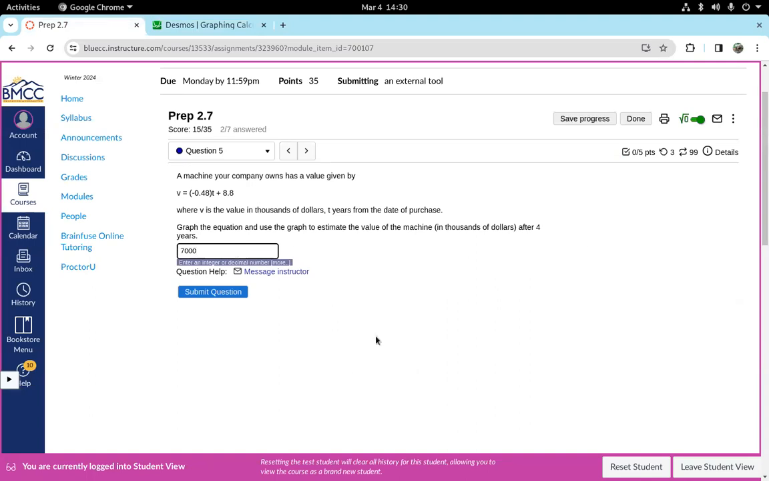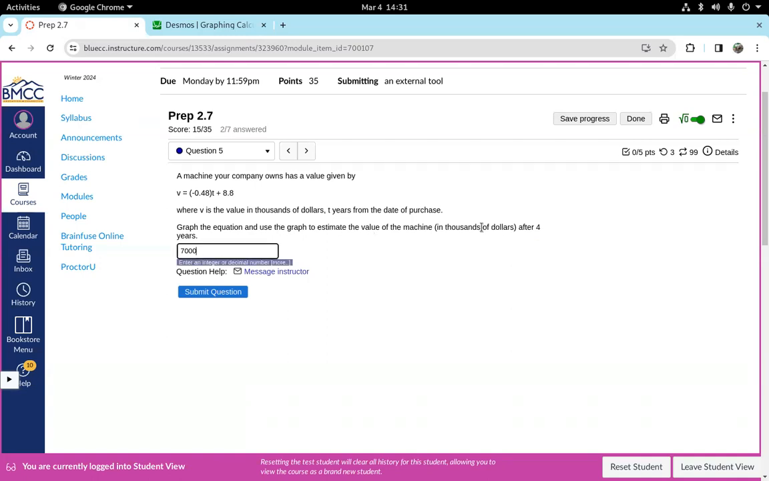Okay, how did I know that? Here's my equation with V and T. I used X's and Y's instead for the calculator. They're telling me V, the answer when I plug something in, is the value of a machine in thousands of dollars, and T is the years from the date of purchase. And I wanted to estimate the value of the machine 4 years later in thousands.